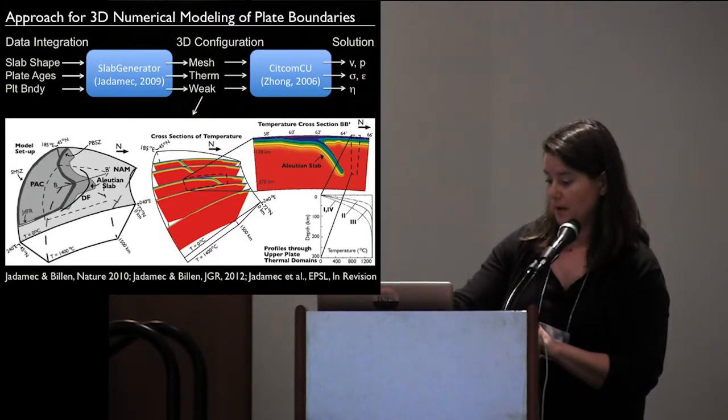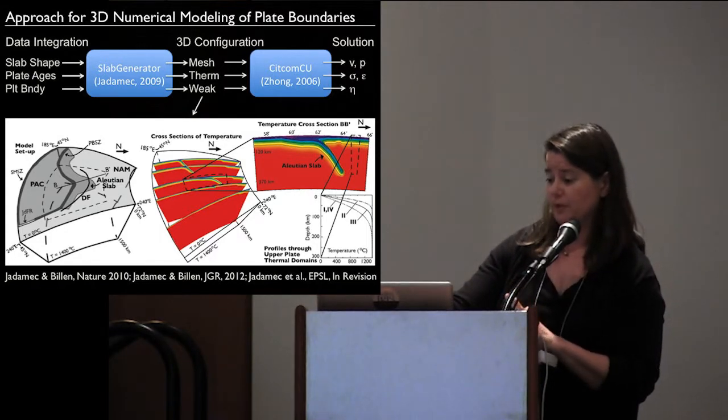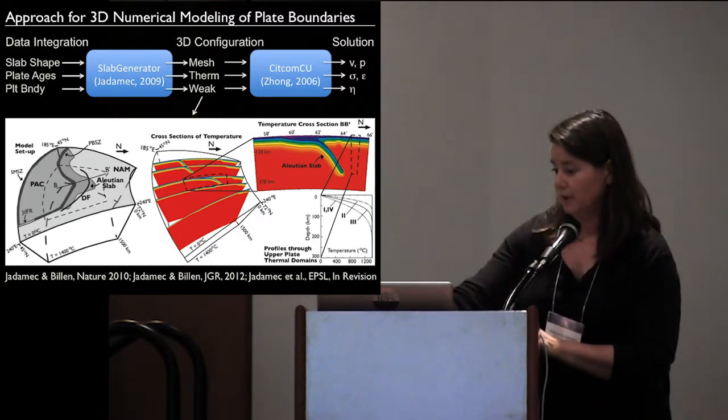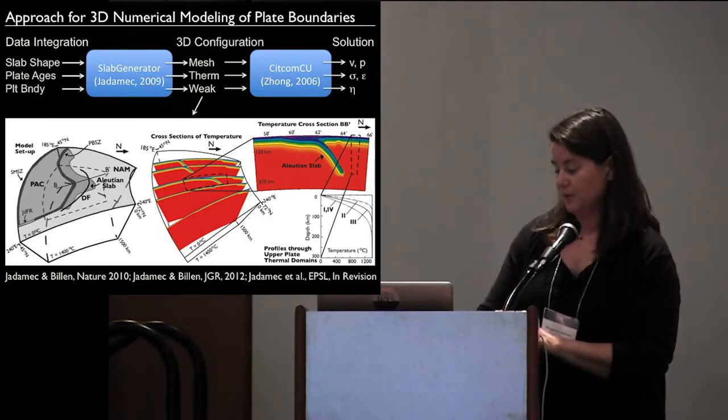I want to point out that these are large-scale models. They run in high-performance computing centers through an XSEDE allocation, about 17,000 compute hours per job. So they're big, at least they were at the time I ran them.